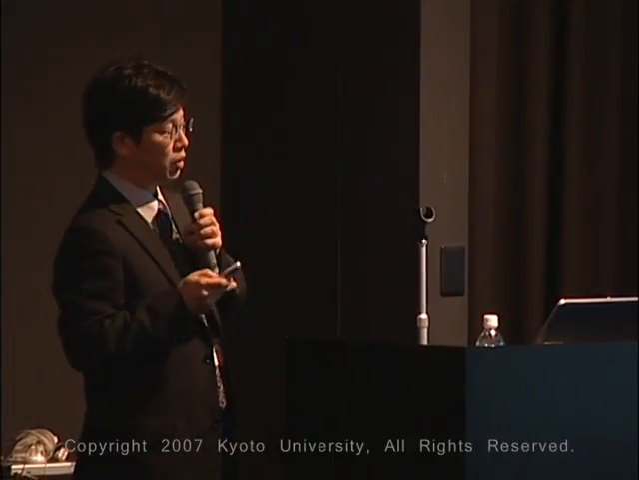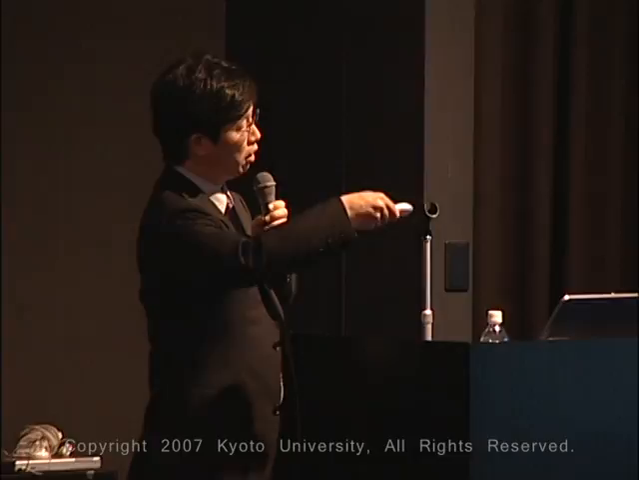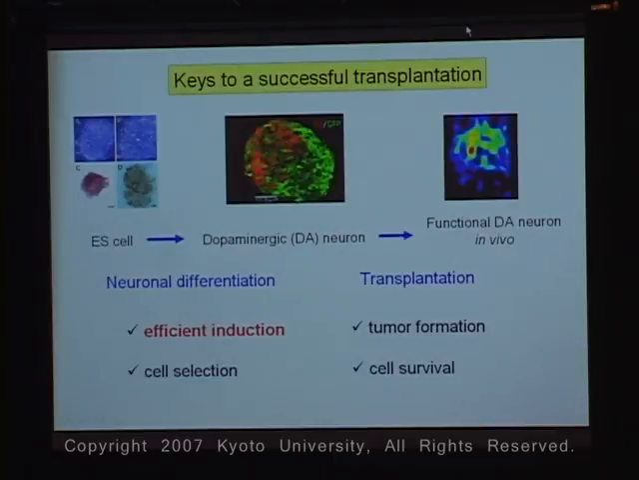So to obtain optimal conditions, we are trying to find good conditions, or developing a method, by using mouse cells or mouse brains. So let me introduce some of them. These are the keys to a successful transplantation by using ES cells. There are so many problems or so many checkpoints to be solved, but one of them is efficient induction of neurons from ES cells.